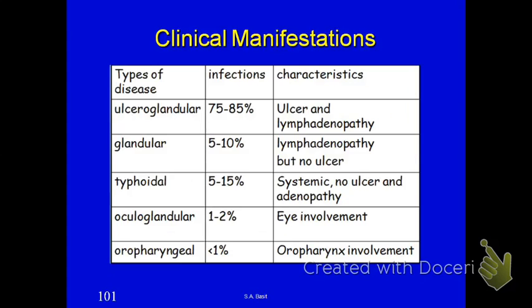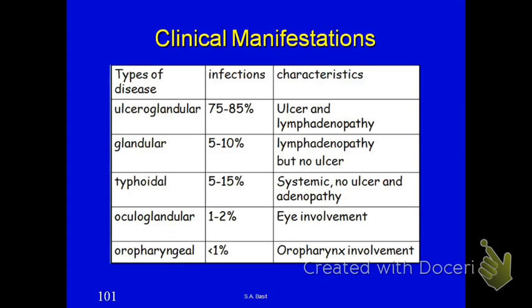The reason why we call it glandular fever is because of the swelling of the lymph gland, because the organism could be seen spreading in the lymphatics. Ulceroglandular means that you have an ulcer and at the same time lymphadenopathy. The term lymphadenopathy means that you have a swollen lymph node. Majority of the cases would be ulceroglandular. When you say glandular, you only have lymphadenopathy but you don't have any ulcer.